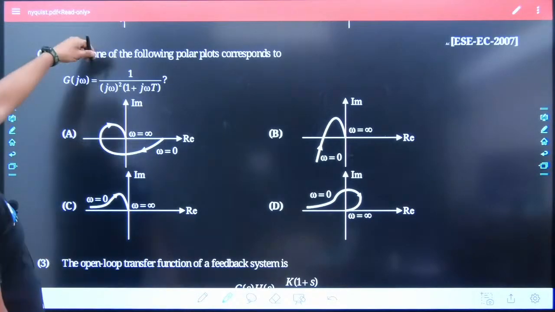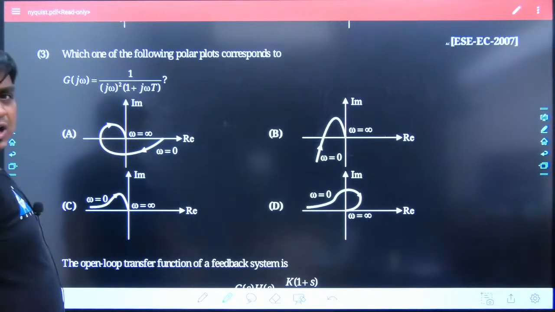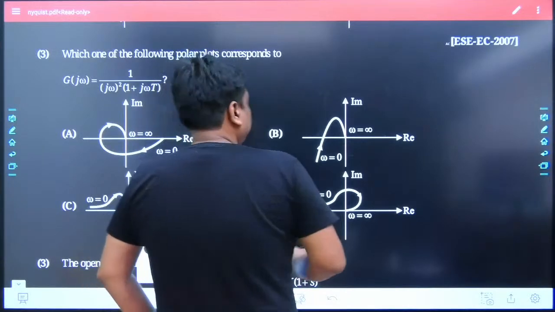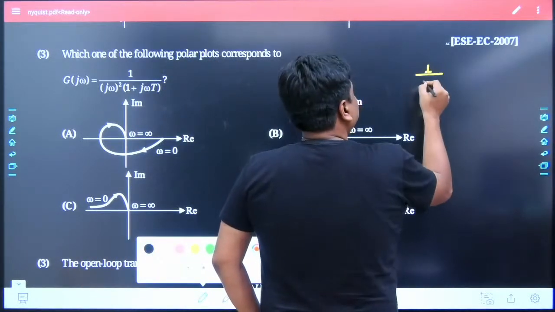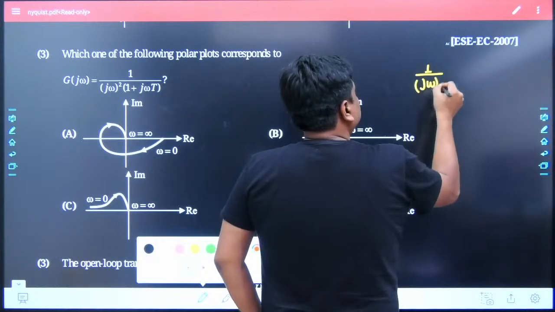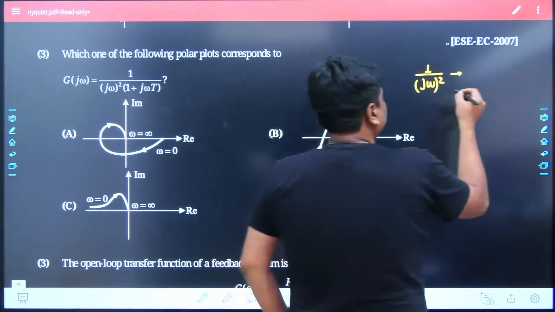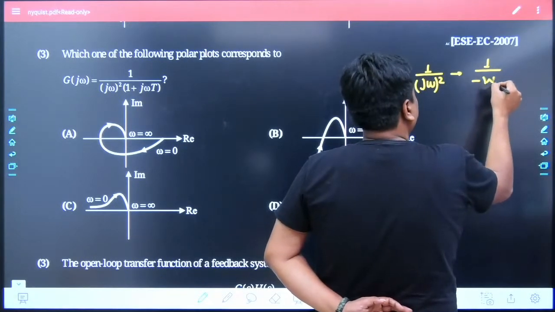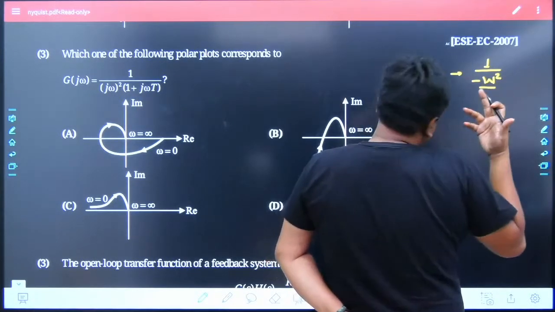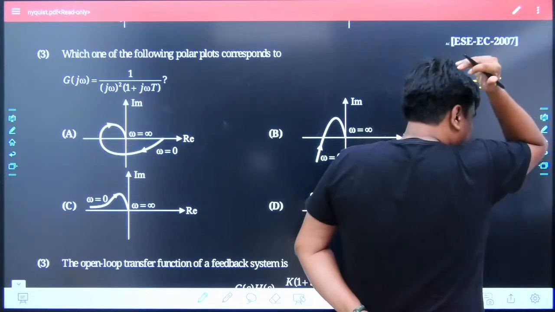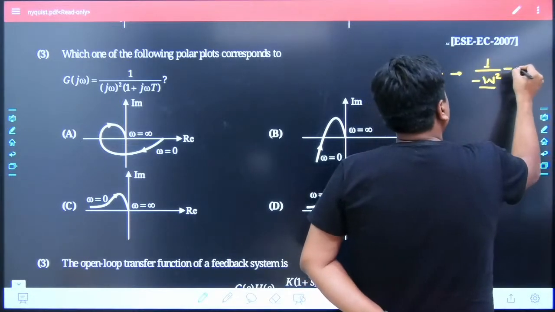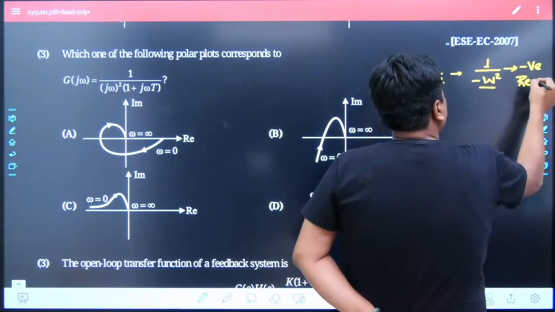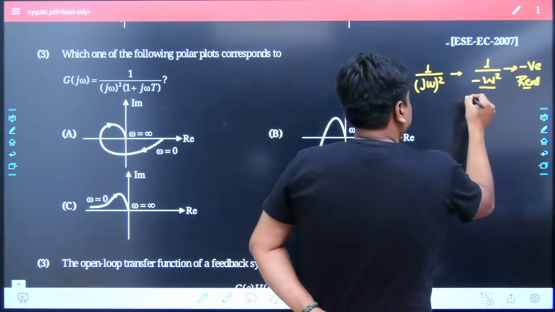Again, see 1 upon s square. Because of 1 upon s square, how much angle gets introduced here? Just try to understand this. In 1 upon s square, the s could be written as j omega, raised to the power of 2. Once you raise it to the 2, the resultant is going to be 1 divided by minus of omega square. Anyway, omega would always be positive. If you keep omega as negative also, or a negative real value, then also it would always be a negative real value. May I know where the negative real gets placed?